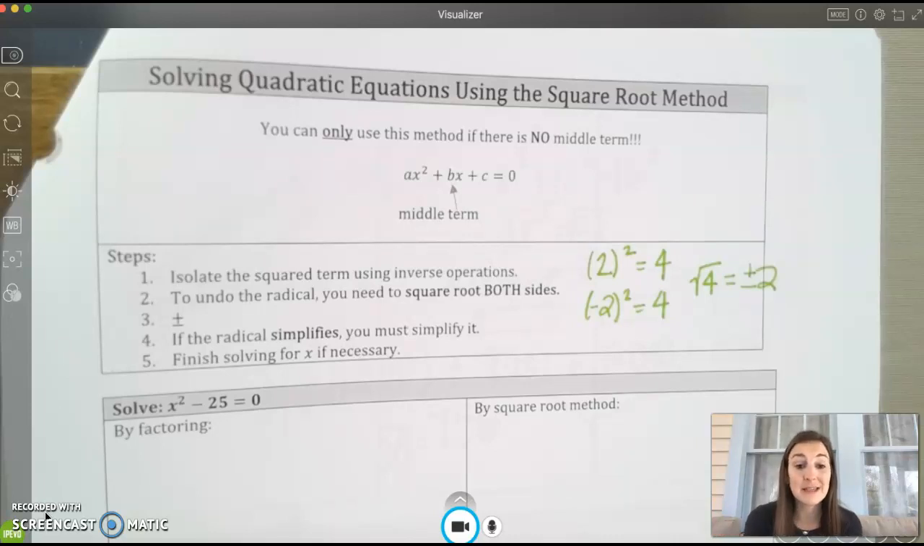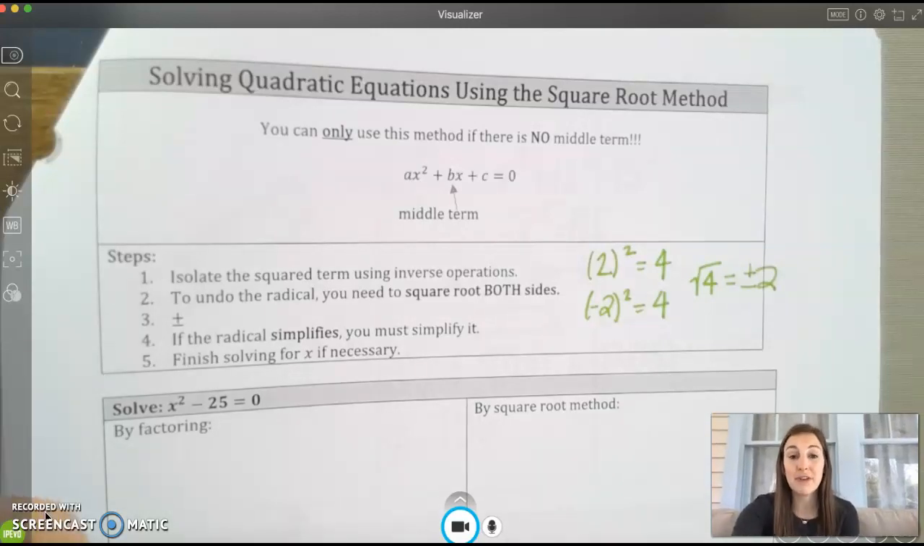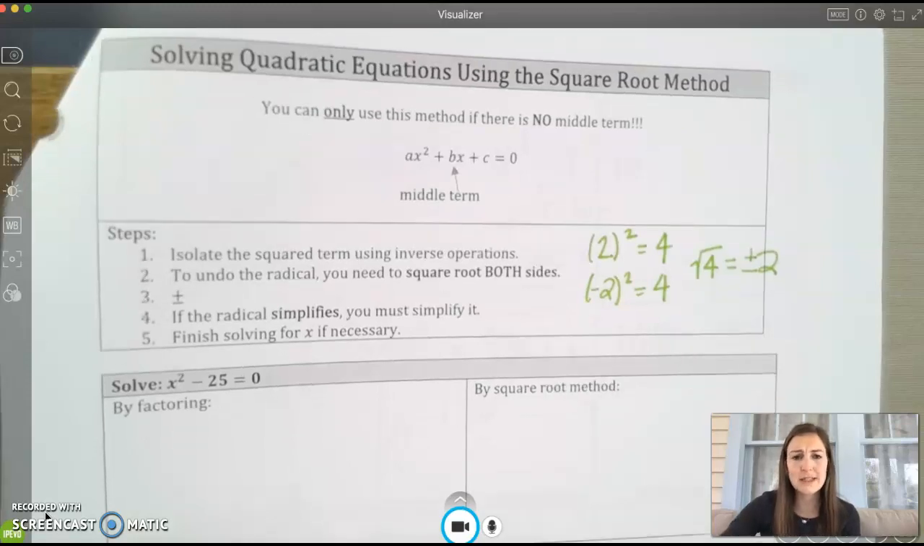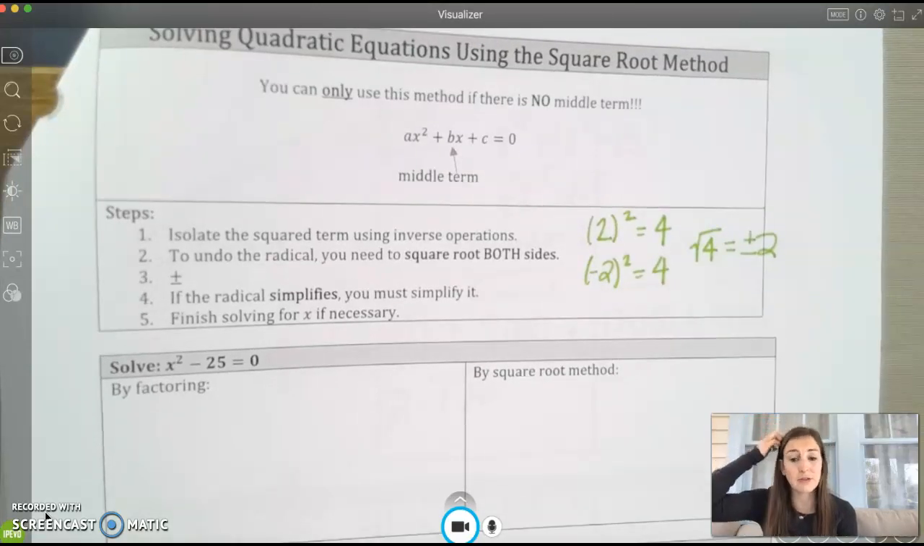If the radical can simplify, we need to simplify it. So you'll see in your spiral review this week, you'll be doing a bit more simplifying of radicals, just to refresh that. And then lastly, we'll solve for x if there are any other steps that we need to take to solve. So let's compare this with last week's method, which was factoring.